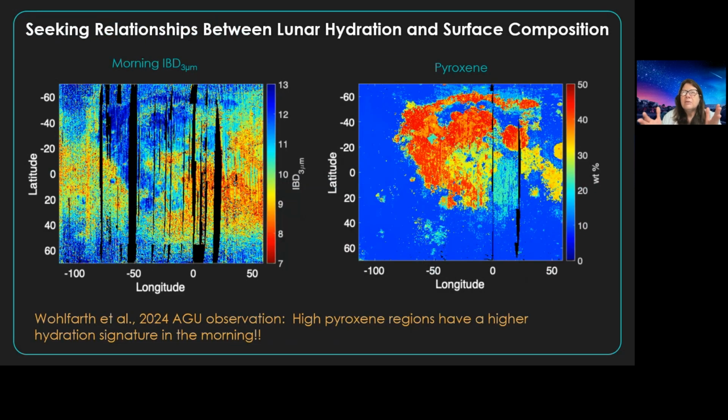Looking at the moon again, on the left, we have a map of this integrated band depth with increasing blue in the Mare regions and some other places due to increasing hydration. And then on the right is an example of a map of pyroxene with increasing intensity in red. This is sort of what motivated our study, where we see increasing hydration, where we see increasing pyroxene present. And that's something that Kai is focusing on investigating.